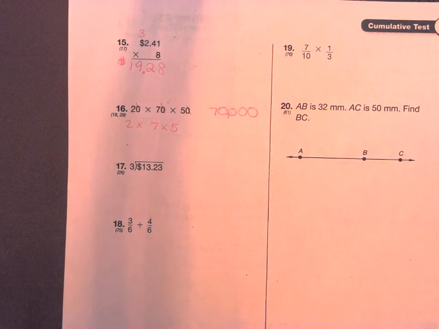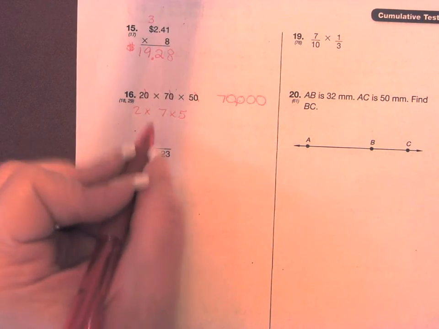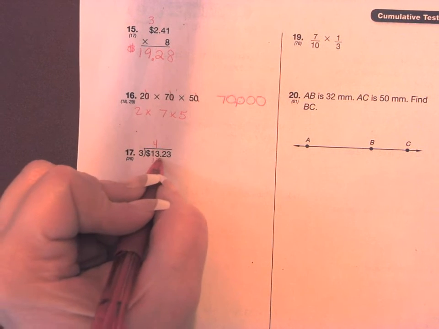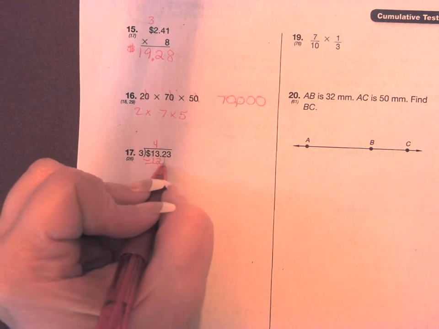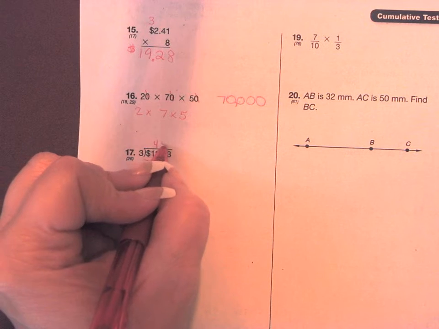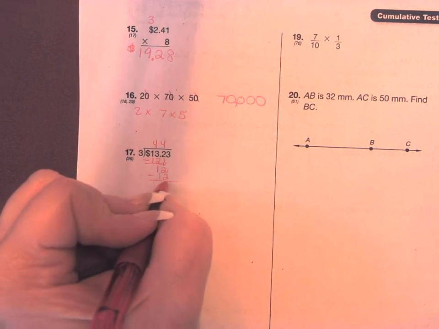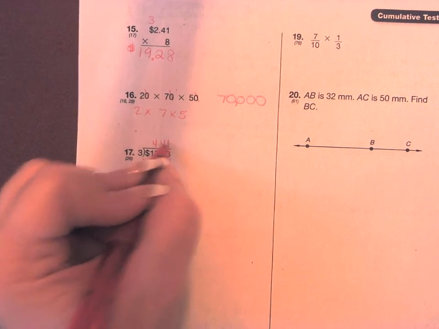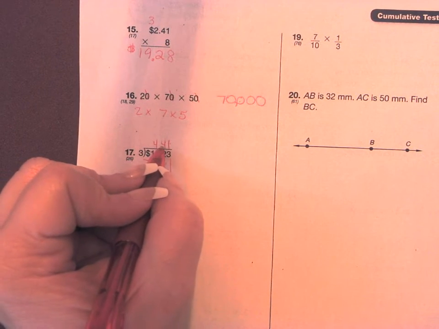Alright, on to number 17. We have how many 3's can we get out of 13? We can get 4, so that goes above the 3. 4 times 3 is 12. Subtract. 3 minus 2 is 1. Brother in town, so bring him on down. How many 3's can I get out of 12? 4. 4 times 3 is 12. Subtract. Bring down that 3. How many 3's can we get out of 3? 1. 1 times 3 is 3. Subtract, we have 0. Our decimal point goes between the two 4's.